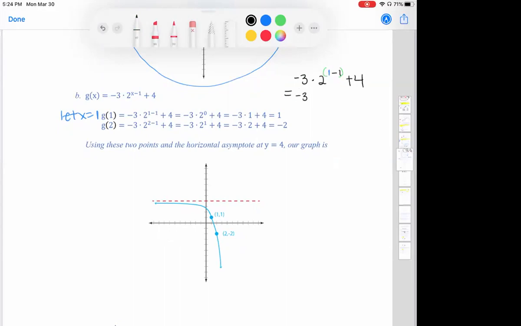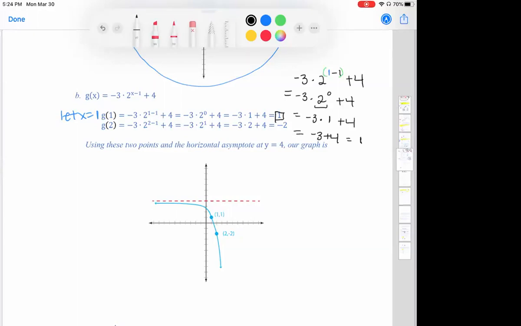So we have negative 3 times 2 to the power of 1 minus 1, which is 0. All right, so I have 2 to the 0 power. Let's figure that out first. 2 to the 0 power is 1. All right, follow order of operations, right? So I have negative 3 times 1 is negative 3, plus 4, you get 1. And that's our answer right here, right?